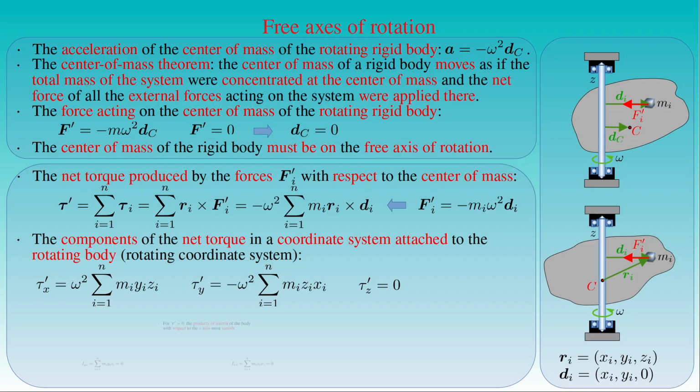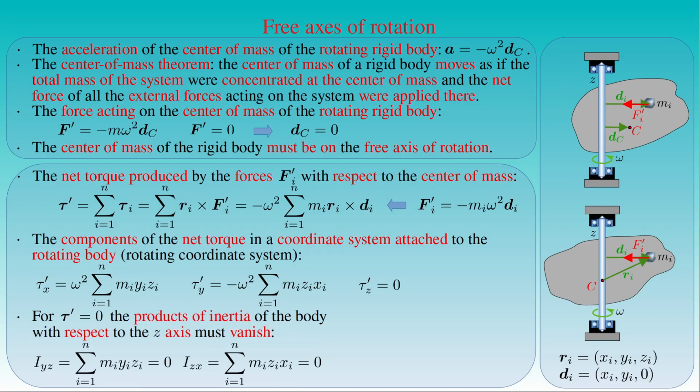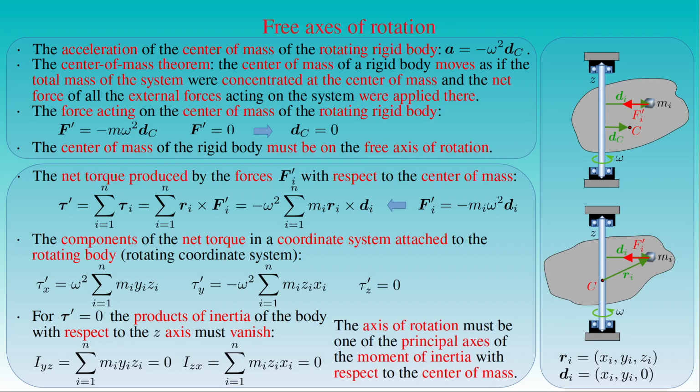As a result, for the vanishing net torque τ', the products of inertia of the body with respect to the z-axis must be equal to 0, that is, both I sub yz, given by the sum of mi times yi times zi from i equals 1 to n, and I sub xz, given by the sum of mi times zi times xi from i equals 1 to n, must vanish. When we studied the moments and products of inertia of a body in the principal axis system, we saw that the products of inertia of a rotating body vanish in the principal axis system of the body. That is, the condition of vanishing net torque holds if the z-axis of rotation is one of the principal axes of the body, which passes through the center of mass c of the body.